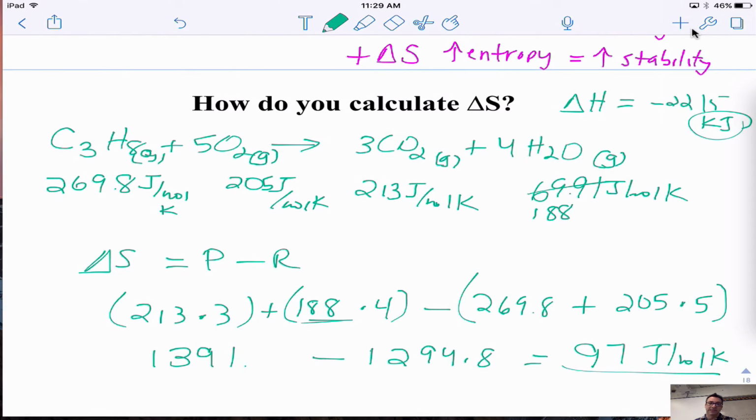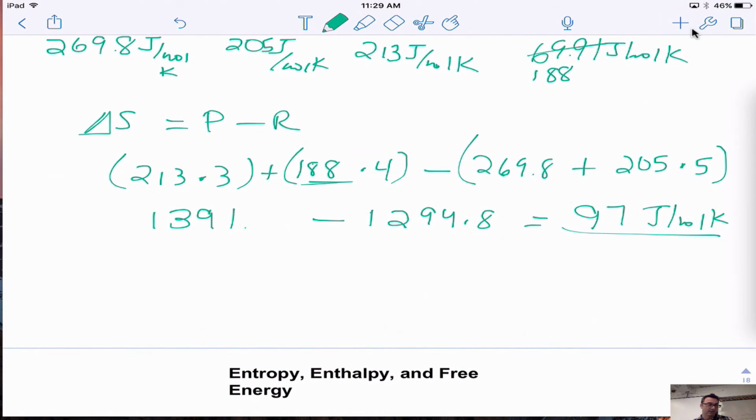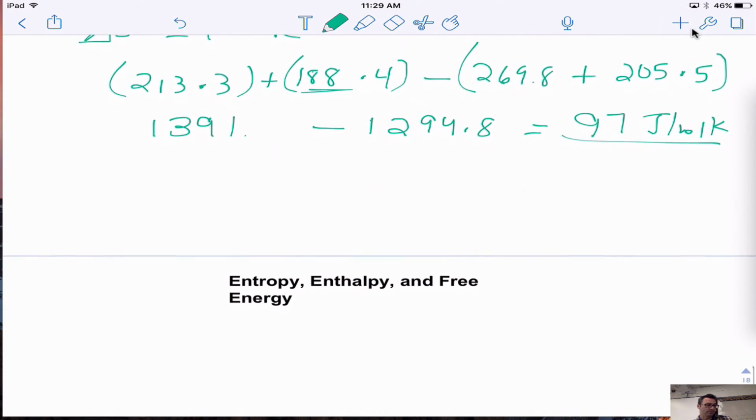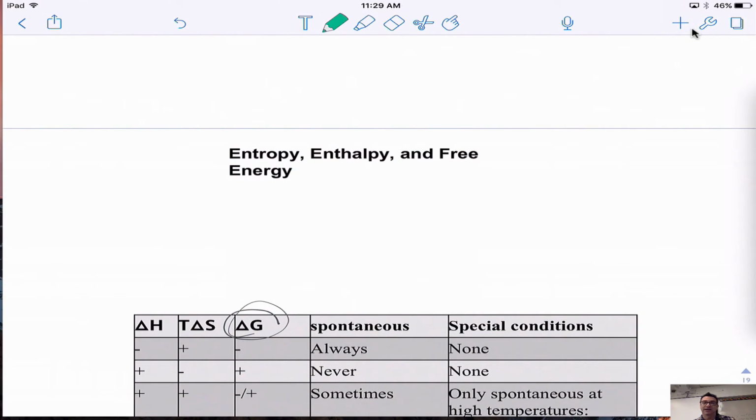Since we were using gaseous water, the entropy change was positive, compared to if we were using liquid water, where the entropy for this change would have been negative. Okay, so this is how I calculate my delta S. Now, why do I care about this? Why is this important? Well, it happens to be important because we want to tie the two together.